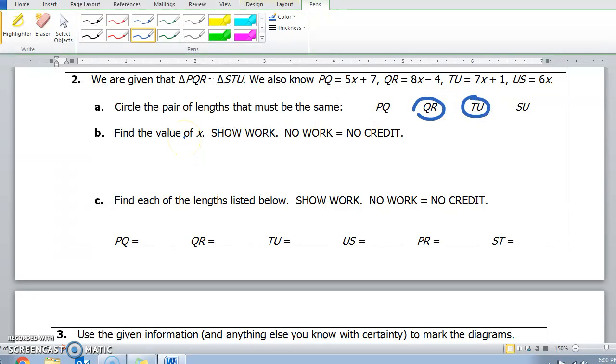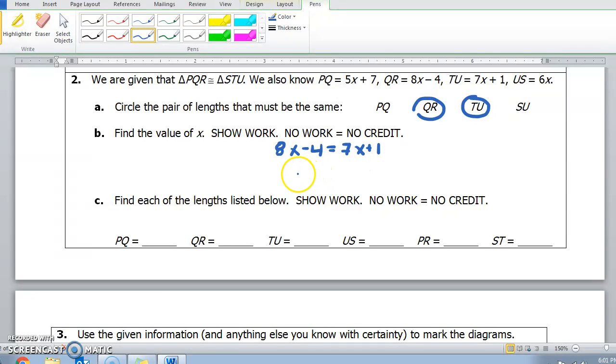Now, if these two are congruent, we know that the sides are also going to be congruent. So if they give us that QR is equal to 8x minus 4 and TU is equal to 7x plus 1, all we have to do is set up our equation where 8x minus 4 is equal to 7x plus 1 since they are congruent sides. So write that down. 8x minus 4 is equal to 7x plus 1.